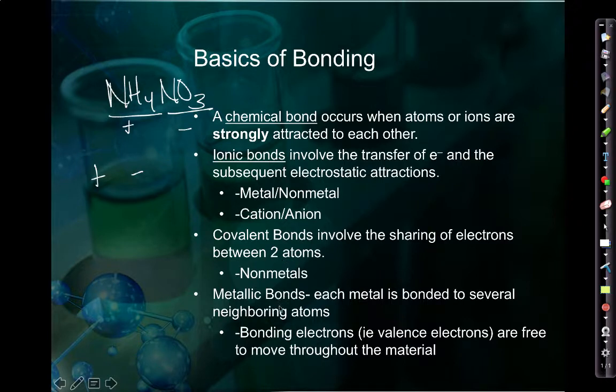Now, a metallic bond involves metals, and this is where we have the metal atoms bonding to each other. So a piece of gold is a metallic bond because you've got more than one gold atom in there. And what ends up happening with a metallic bond is that they all share electrons. The electrons are delocalized. They're free to move about from atom to atom. It creates an electron sea.